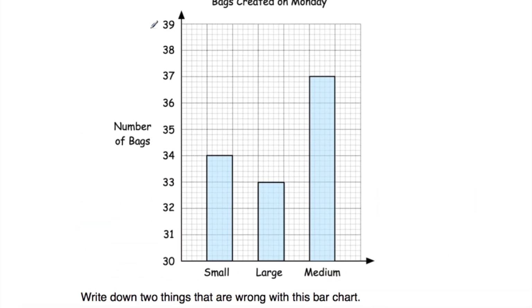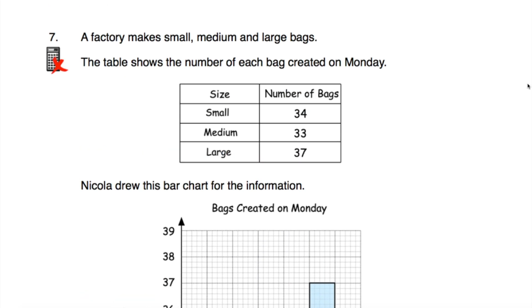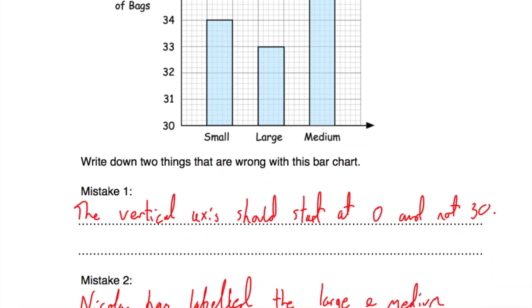So just to recap, the vertical axis should start at 0. And here she's labelled the bars incorrectly. It should go small, medium, and large. And there's actually 33 medium bags, not large bags. And there should be 37 large bags. So that's question number 7 completed. So let's look at question number 8.